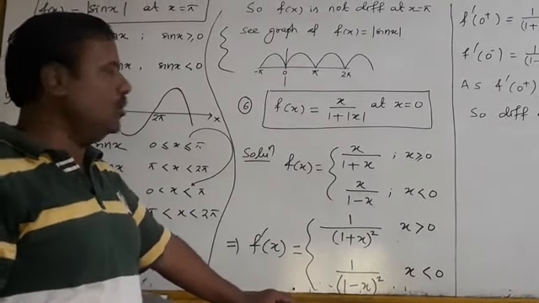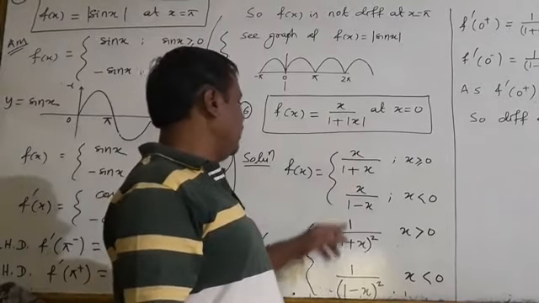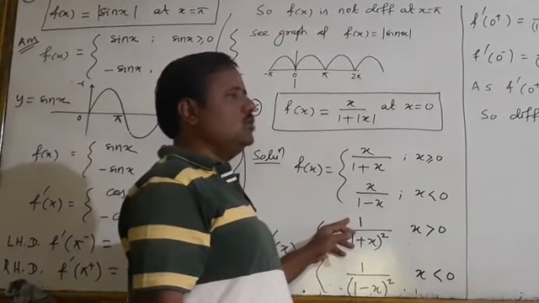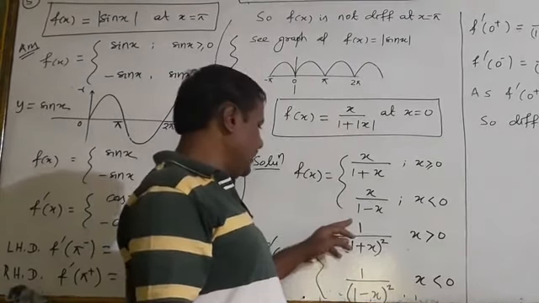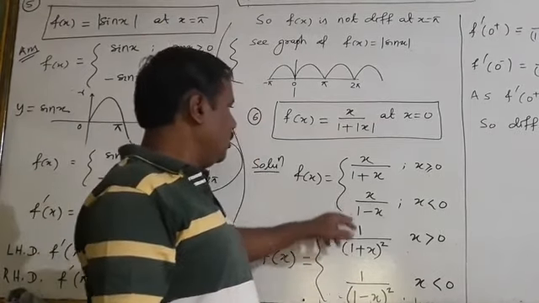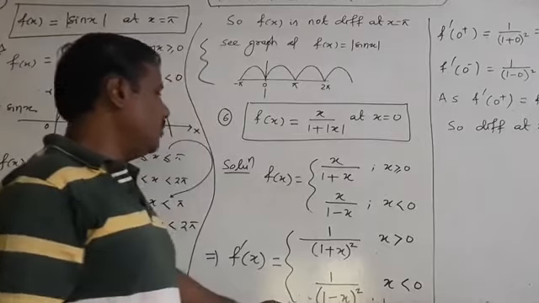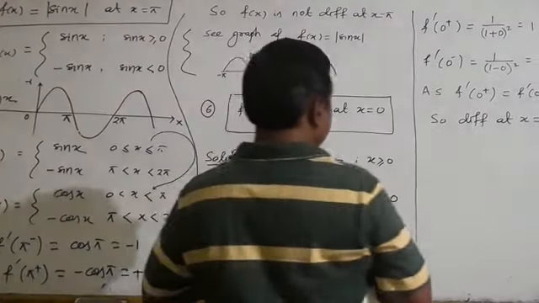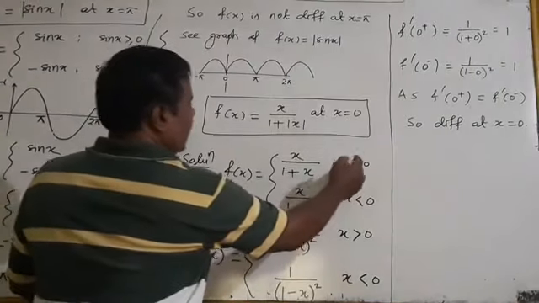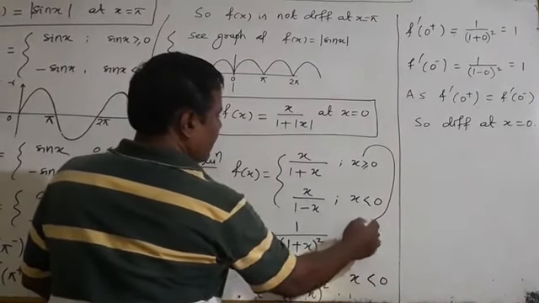You should do it by applying the u by v rule: v times derivative of u minus u times derivative of v, by v square. It is 1 by (1 plus x) whole square. Also differentiate the other part, it becomes 1 by (1 minus x) whole square, and you should not put the equal mark here.